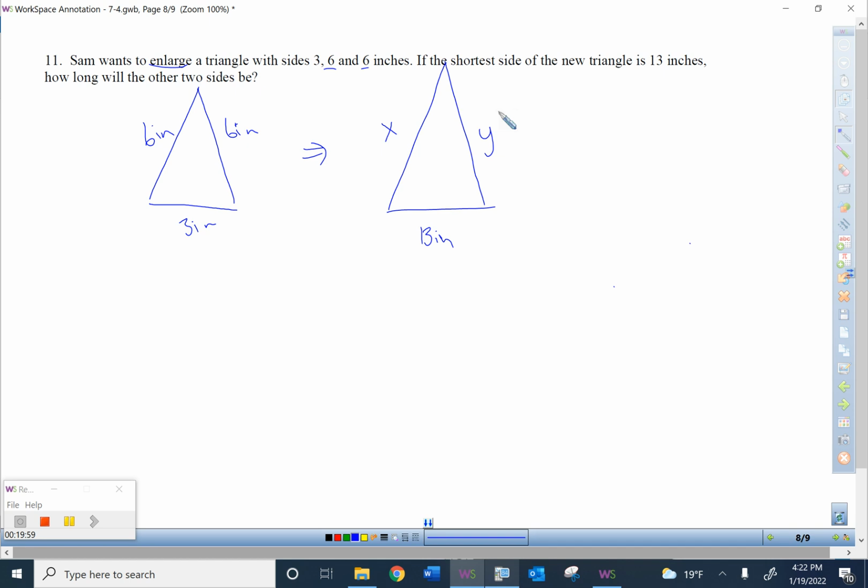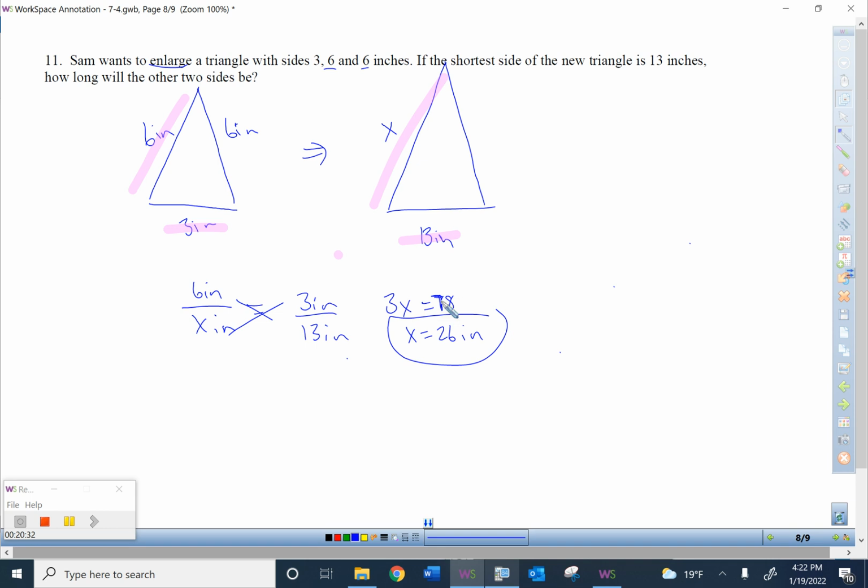This one it's not necessary, because we're going to use this 6 with that x, and then this 3 with that 13. So 6 inches over x equals 3 inches over 13. So they're all inches here, nothing to worry about with your labels. Alright, so we've got 3x equals 78 here. So dividing that over, x equals 26, putting inches on, and we're done.